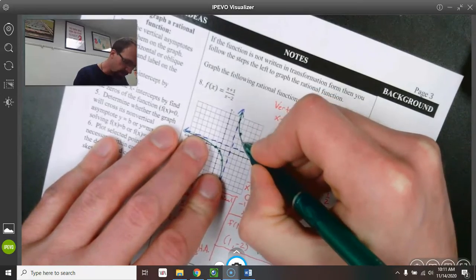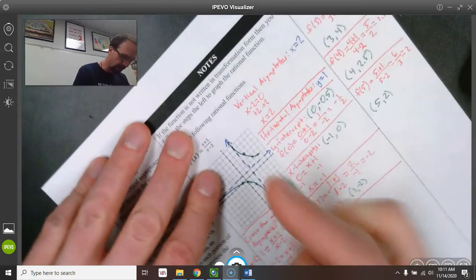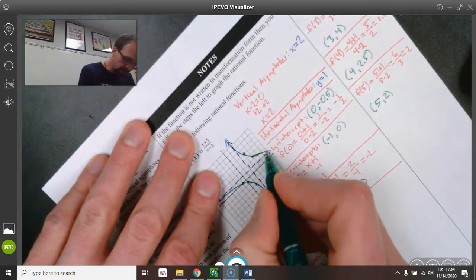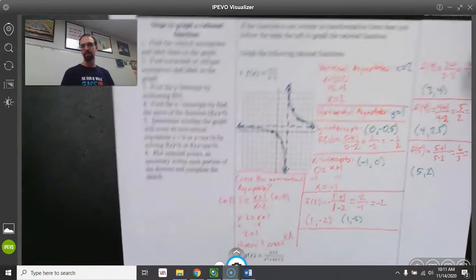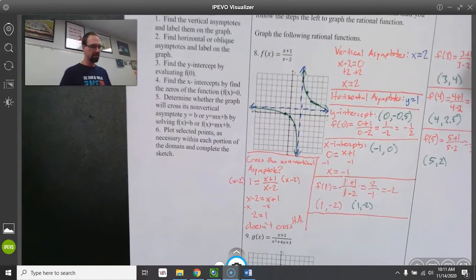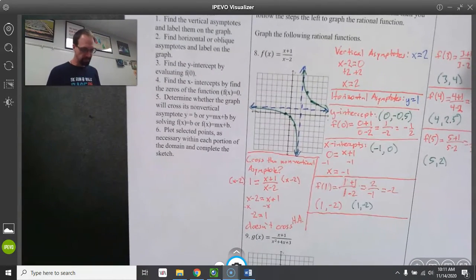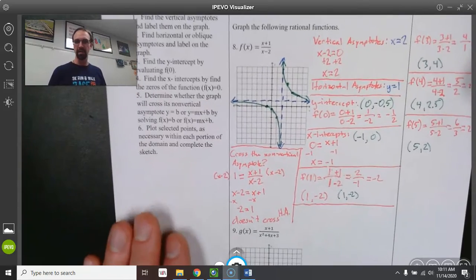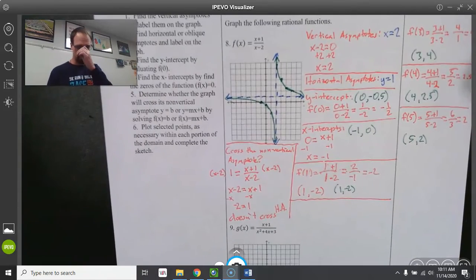Ideally, that's how many points you want for your graph whenever you're graphing these. You want at least 3 so that you have enough to make the sketch. Any less, and it's really hard to see what the shape of the graph is. When you get done graphing these, I would encourage you to plug them into your graphing calculator to see how accurate you were. This is a good case.